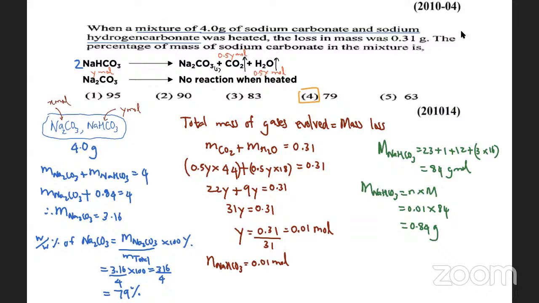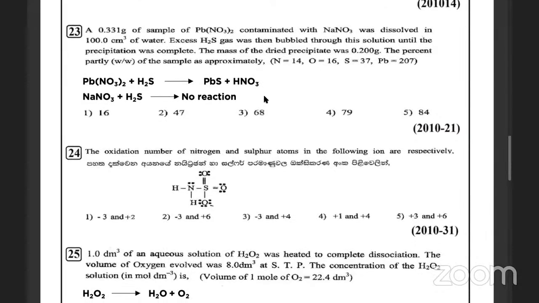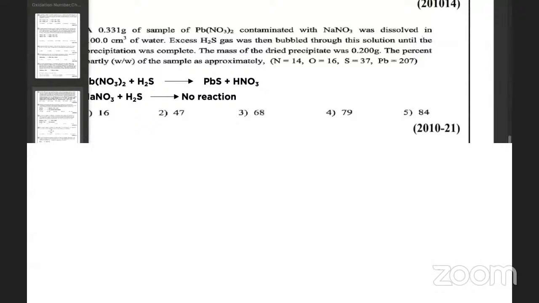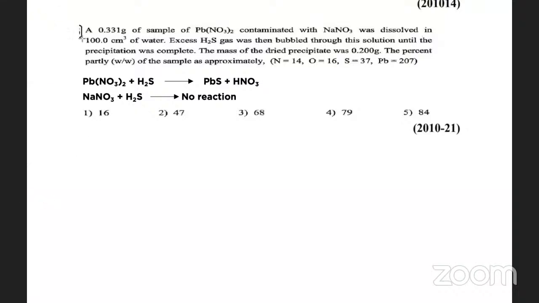Right. Then next one, 2010, second question. I don't think we attempted that in class. A 0.331 gram sample of lead nitrate contaminated with sodium nitrate, so that doesn't have only lead nitrate, was dissolved in 100 centimeter cube of water. Excess H2S gas was then bubbled through this solution until the precipitation was complete. The mass of dried precipitate was 0.200 grams.